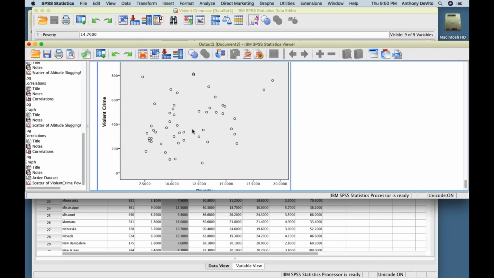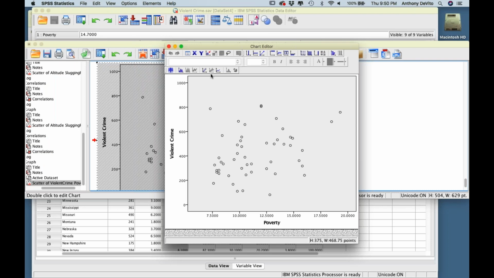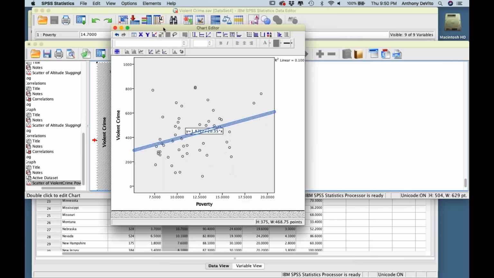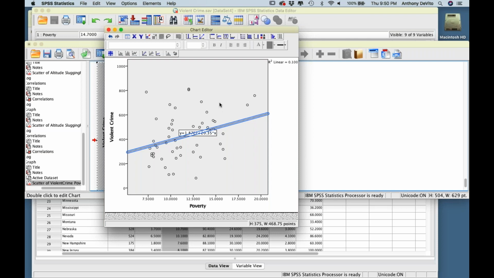Well, it looks like there might be an association there, right? Let's take a look at this. Drop that best fit line. And yeah, it's not a very strong association. I can see because R squared is only equal to 10% over there. Not a real strong association, it doesn't look like.